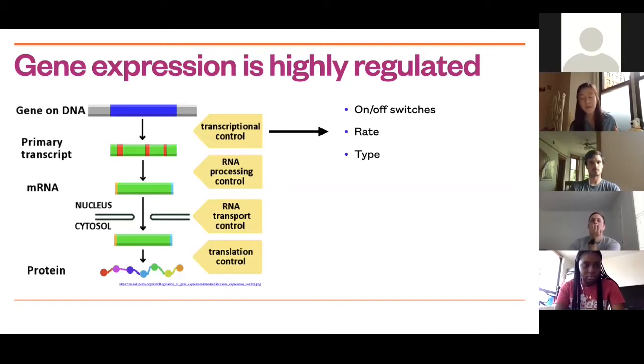Do you need a lot of this product, or do you need not so much, at a much slower rate? And once you know whether or not you want to turn that gene on or off, or the rate at which you're producing it, you might also want to change the type of the gene, and that can be done through some of these downstream regulatory processes here. So the focus of my research is very much on transcriptional control, or even a higher level of transcriptional control. I'm going to talk a little bit more about that. Does anyone have any questions so far? Or is this clear?